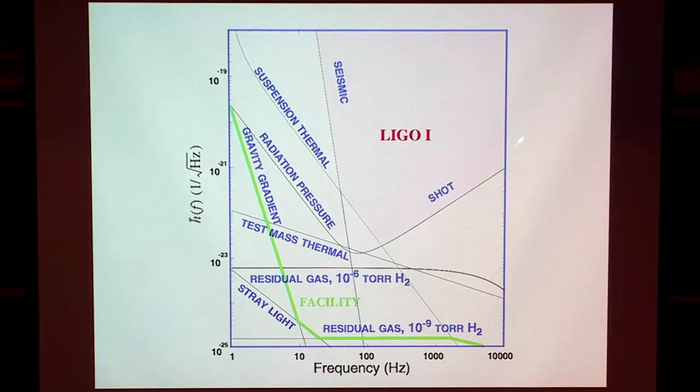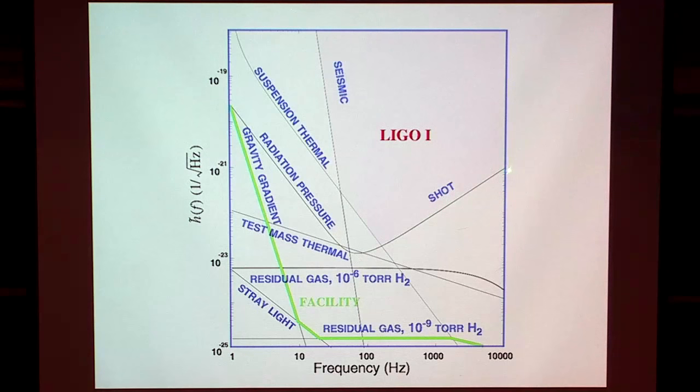And what's plotted here is the frequency of the signal you're looking at, and this is not h, but it's the spectral density of h. So it's a strain per root hertz. So if you want to get back to a strain, you would multiply, for example, the point on this curve at 100 hertz, this value, which is 10 to the minus 23 in strain per root hertz, by something like 10 to get sort of the RMS value of h. And so you can see what the fundamental limits are in this interferometer.